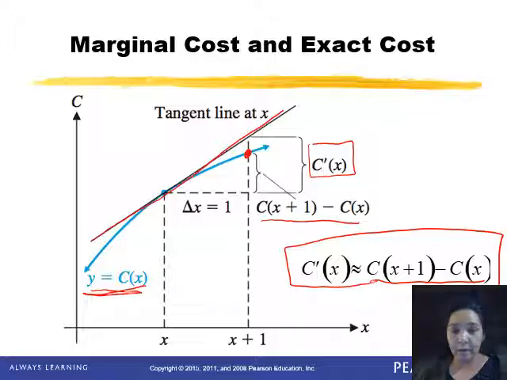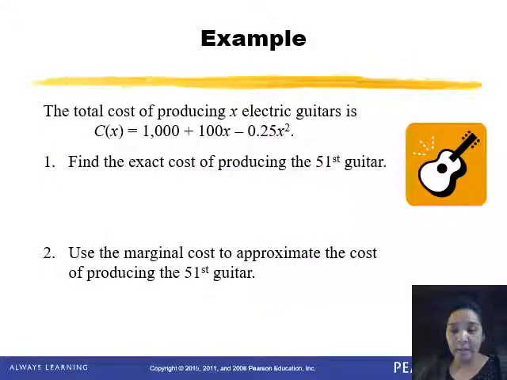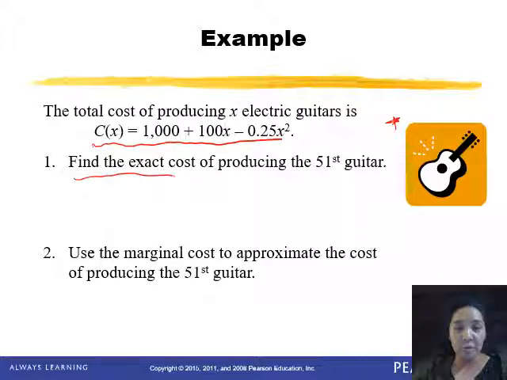So let's take a look at an example, and I'm going to try to move through quickly, because they're just examples. Not a lot of explanation needing to happen. So they give us our cost function. Typically, a problem will give you our cost function, and this is the cost of producing an electric guitar right here. So we're going to find the exact cost of producing the 51st guitar. Okay, and then we're going to use that marginal cost to approximate this cost of producing the 51st guitar.